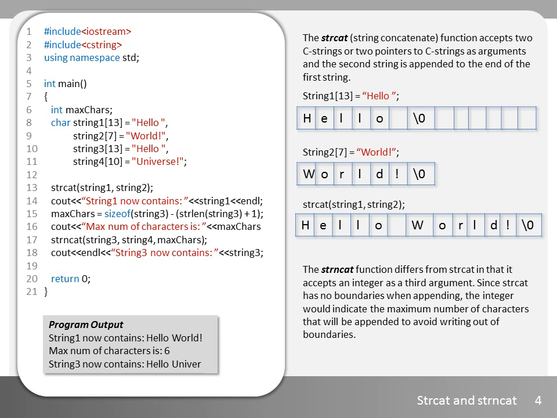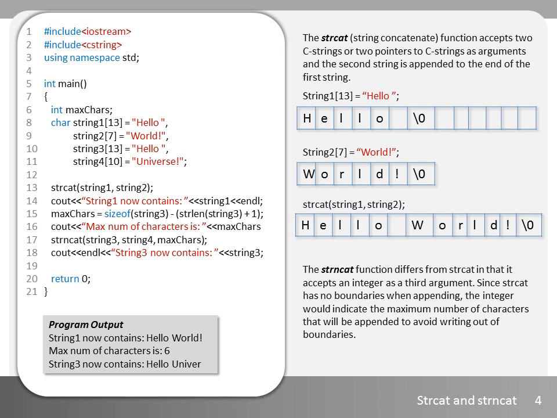We have 4 character arrays to hold hello, world, hello, and universe, respectively. In line 13, we use string concatenate to concatenate string 2 into string 1. Since string 1 is long enough to hold the result of the concatenation, it holds the complete sentence as printed on the console. String 1 now contains hello world.